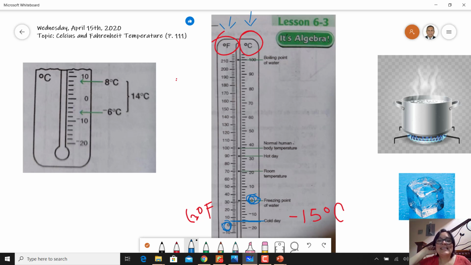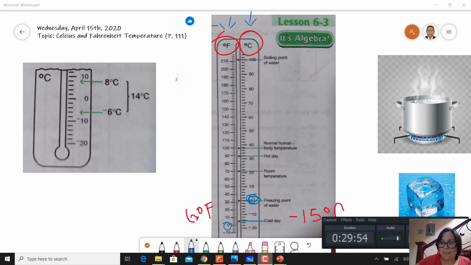So, guys, now in your book you have another figure like this one. Do you see it?